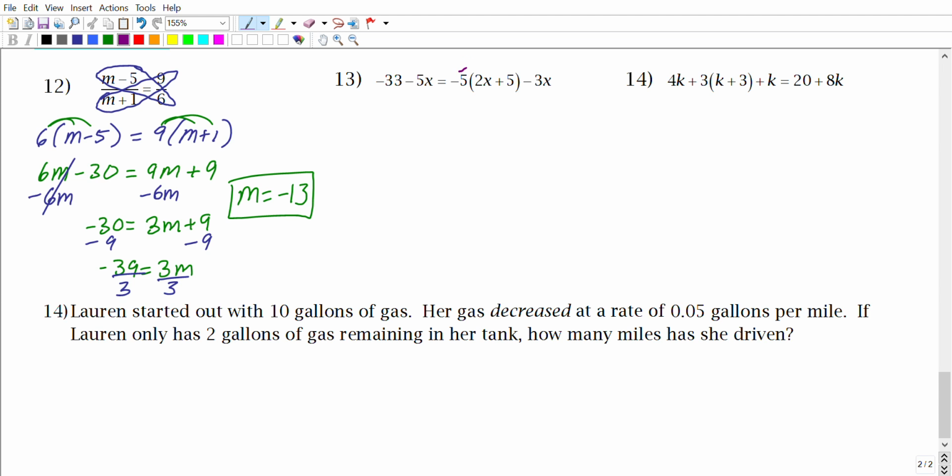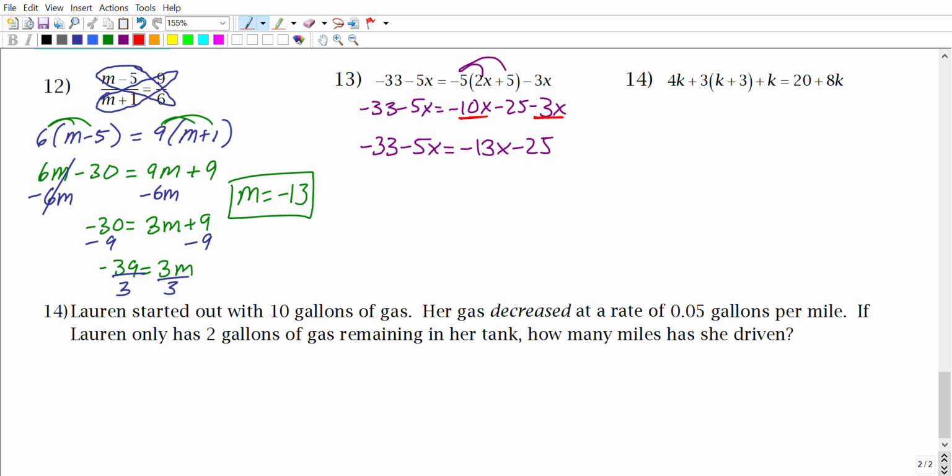So again, let's keep going. Right away, I see a parentheses. I'm going to distribute. All right, so I'm going to rewrite this left side. Okay, whoops. All right, so let's see. Can I combine any like terms? Well, nothing on the left side I can combine, but on the right side, I could definitely combine those two. So I get negative 33 minus 5x equals negative 13x minus 25.